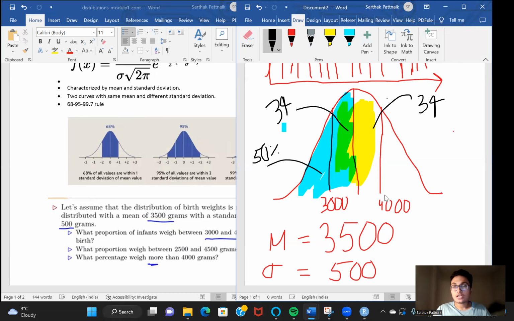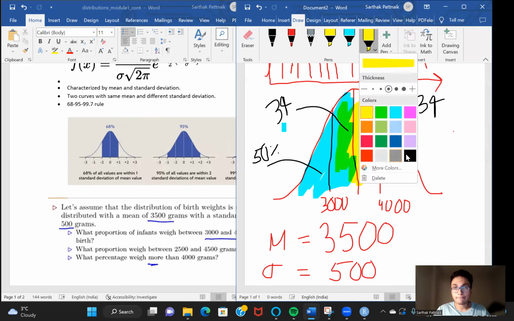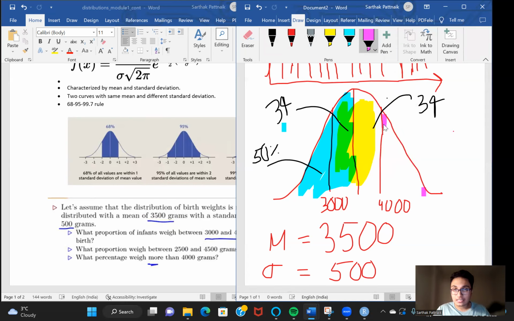So the question is, what percentage weigh more than 4,000? So what is the area in question? The area in question is this that I'm marking in pink. All right. This is my area in question. So this right here towards the left marked in blue, this is 50%.